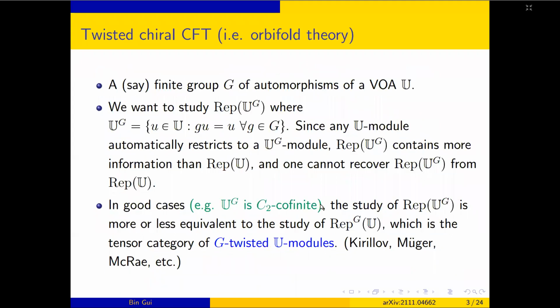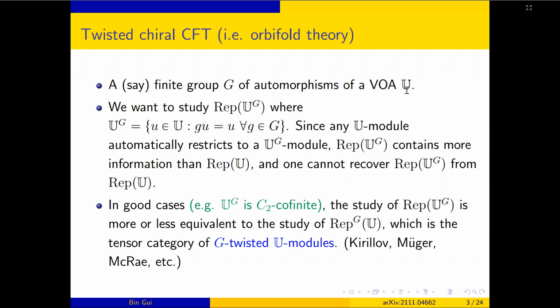So what about the twisted story? What about the orbifold conformal theory? I'm going to point out the difference. The main difference is that now we have a group, and many people will focus on the finite group, because we already have many interesting phenomena if you look at the finite group of automorphisms on the VOA. And here I'm going to use U to denote a VOA with an automorphism.